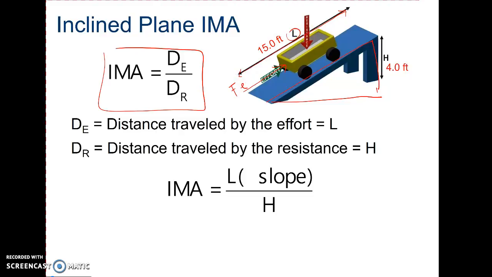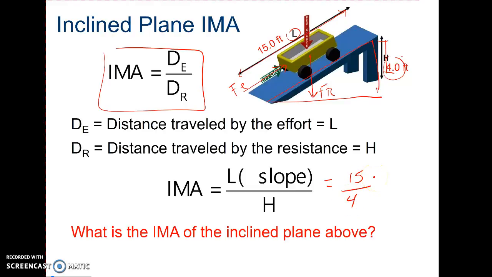The distance traveled by the resistance force is going to be DR. And in this case, the resistance force, which is the force of gravity, FR, is going to be 4 feet. Okay, so if we were to calculate the IMA of this particular plane, the length is 15 and the height is going to be 4. Okay, and that's how we get the IMA for this plane.